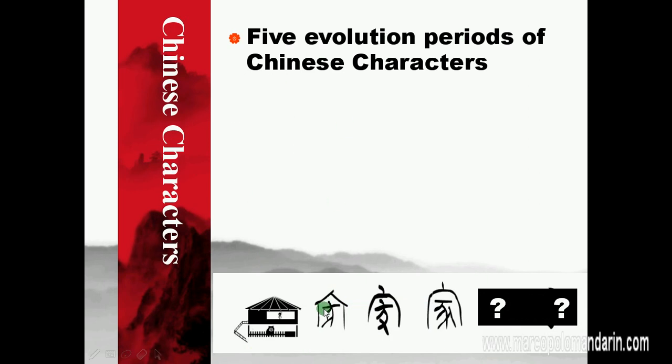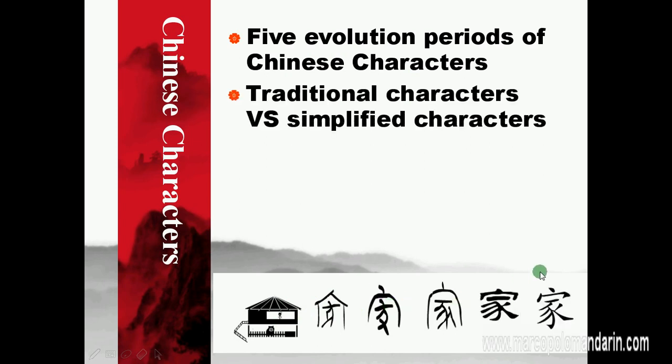Okay, so first, I would like to introduce you to the 5 evolution periods of the Chinese characters, like this one. This is the first generation. It's from this picture. After that, it turns to this, and let's see how it looks in modern Chinese characters. It's like this: 家, which means a family or a home. After that, I would like to introduce you to the traditional characters and the simplified characters.